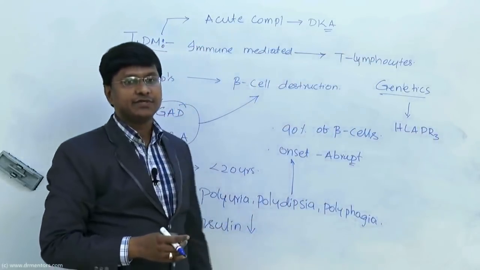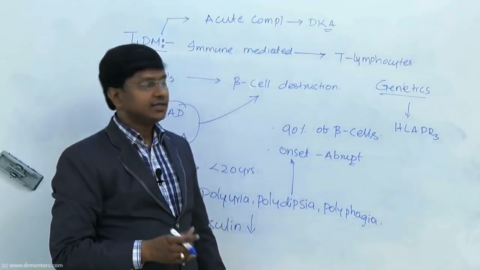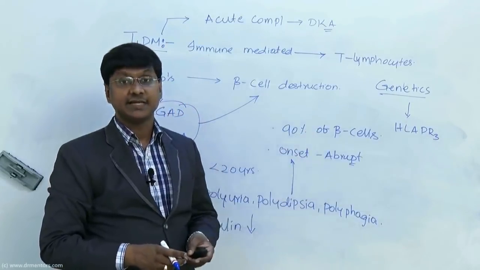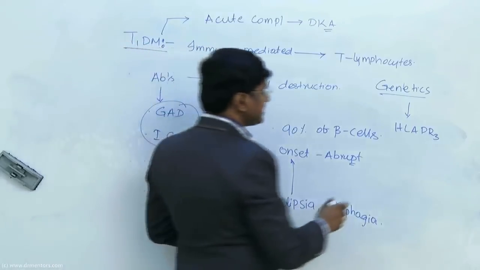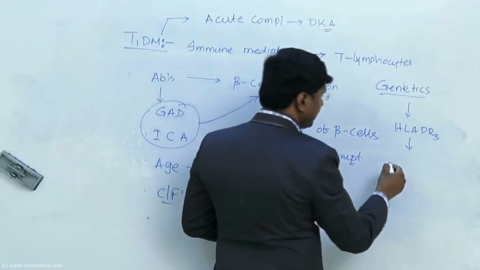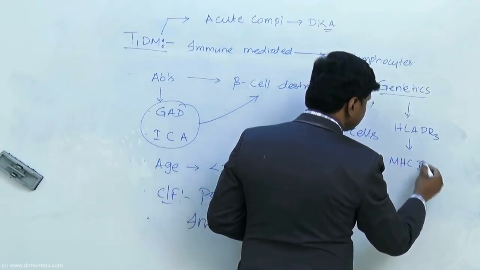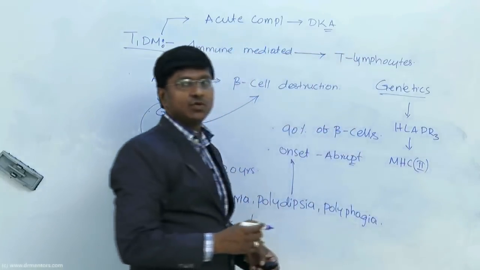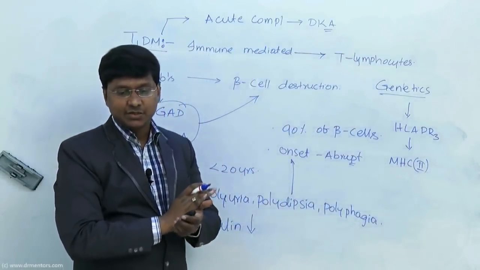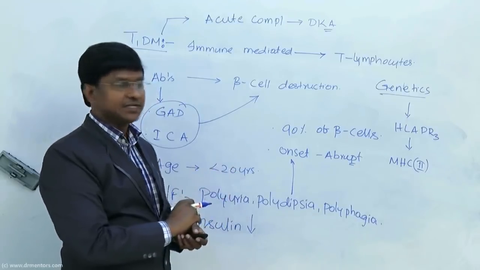Those group of individuals who have human leukocyte antigen DR3 are the ones associated with type 1 diabetes mellitus. This HLA-DR3 will code for class 2 MHC locus. So these are the group of individuals who will develop type 1 diabetes mellitus.